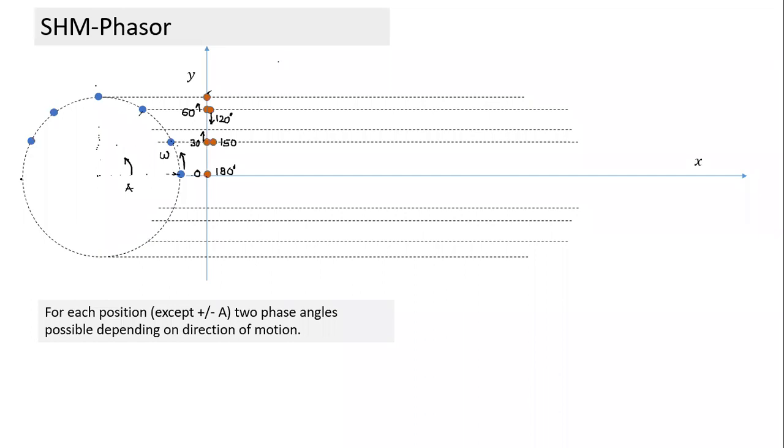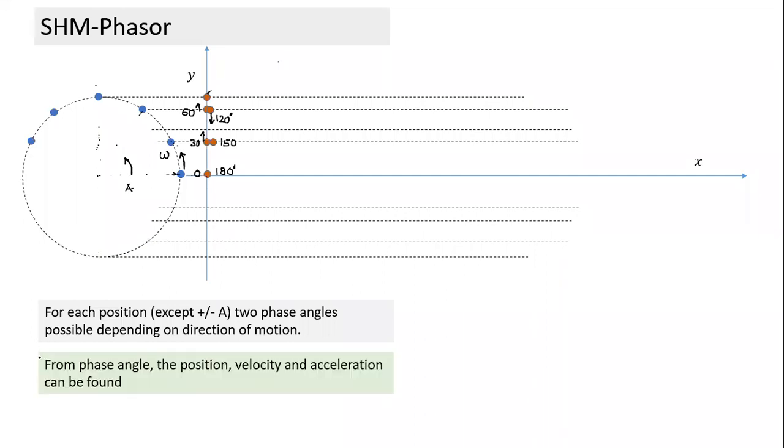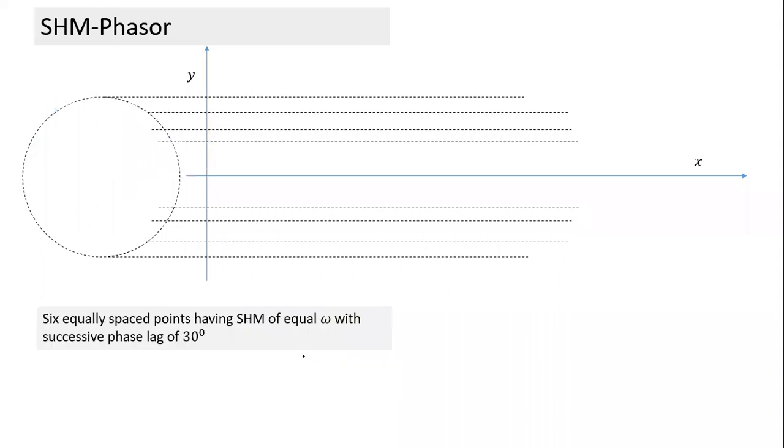So they have to visualize which direction it is moving. We can find the phase angle. Why is phase angle important? Because from the phase angle, we can find position, velocity, and acceleration. Okay, now we understand why it is relevant in the case of wave motion.